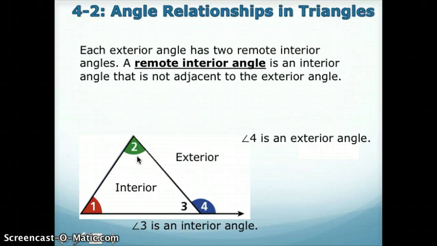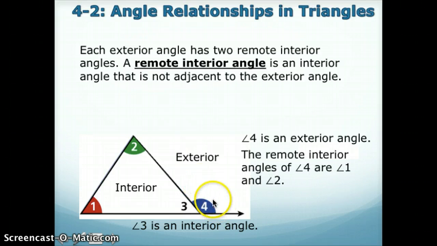So remember that a remote angle, whether it be interior or exterior, is considered farther away. It's kind of got a distance between the two things. So a remote interior angle, notice it's farther away. It's not right next to. It's farther away and it's inside. So in this picture, if angle 4 is our exterior, you're going to call angle 1 and angle 2 your remote interiors.